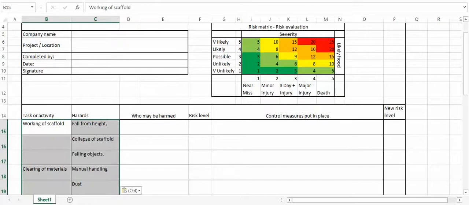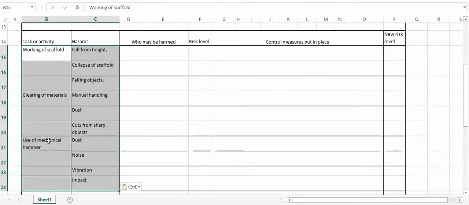For these purposes, I've used a fictional example. It's the demolition of a wall. For example, I've used the work to be done off a scaffold, cleaning of materials, and use of mechanical hammer as my main areas, and you can see the hazards that I've put down here.